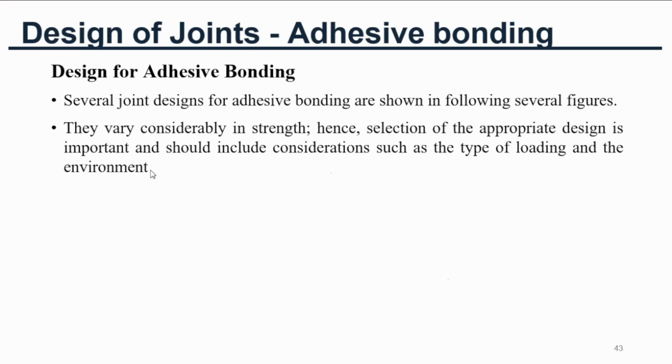Several joint designs for adhesive bonding are shown in the following figures. Each type provides a different level of strength and performance. The selection of an appropriate joint design is very important and should be based on factors such as type of loading, environmental conditions, and material properties. Environmental conditions mean temperature, humidity.